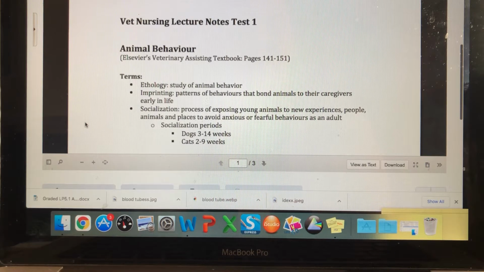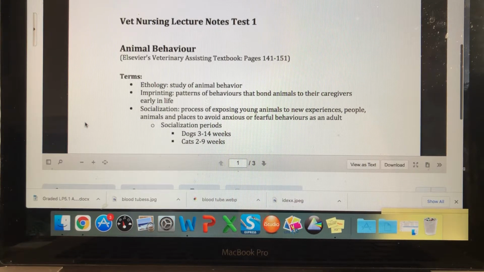Imprinting is an important process that happens right after the birth of a new animal. And it's basically the patterns of behavior that bond that animal to their caregiver. So I'm sure you guys have heard of imprinting in ducks before, because that's a pretty popular example, and it's a pretty extreme example. With ducks, the first thing that they see when they hatch from their eggs, they imprint to. So they bond to those guys, and then they'll follow them around. So if it's the mama duck or if it's you, they'll imprint to you and bond with that caregiver.